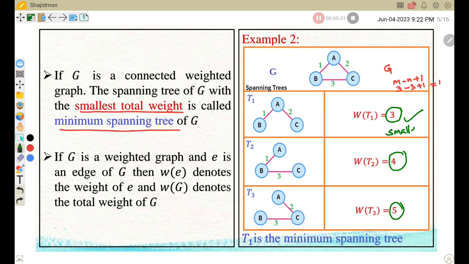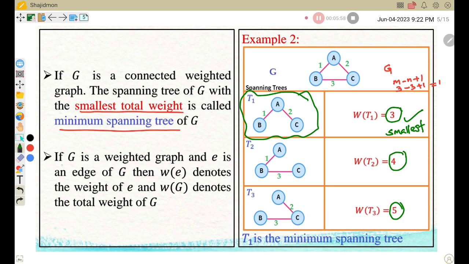The smallest total weight out of all spanning trees, that is the minimum spanning tree. So which is the minimum spanning tree here? T1. This T1 tree is the minimum spanning tree. We can call it the minimum spanning tree. So that word meaning is clear. Minimum means smallest total weight out of all spanning trees.